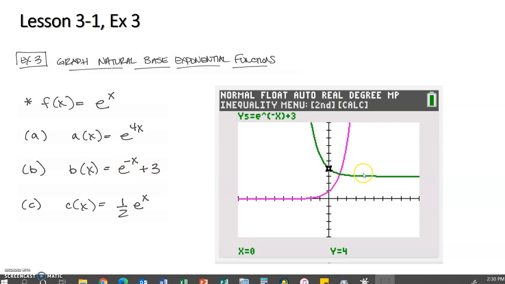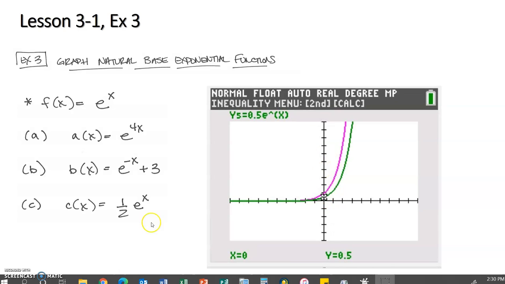Well, the negative flips it over the axis, so it reflects it across a vertical plane, but then the plus 3 here lifts it up 3 places. Well, what happens when I do 1/2 of e to the x? All right, that's going to drop it down. Now think about it. If I plug in 0 for x, that's going to give me e to the 0 power, which is just going to be 1, times 1/2, and so I'm right there at 1/2.